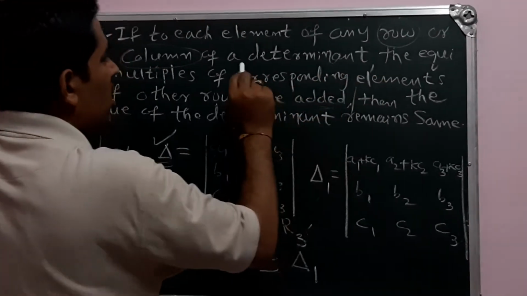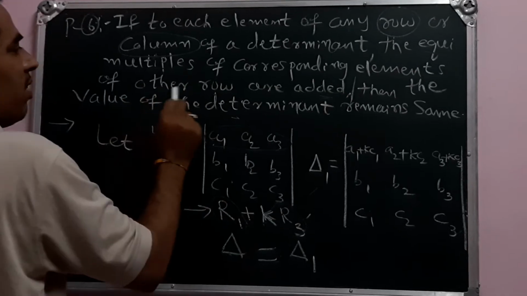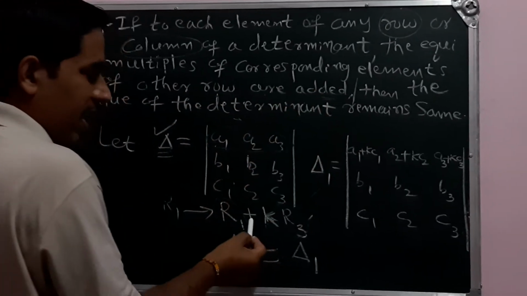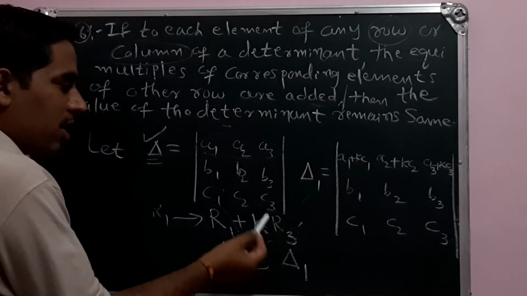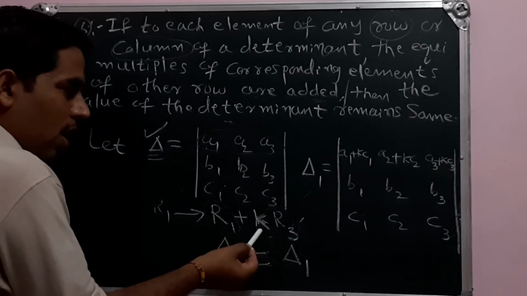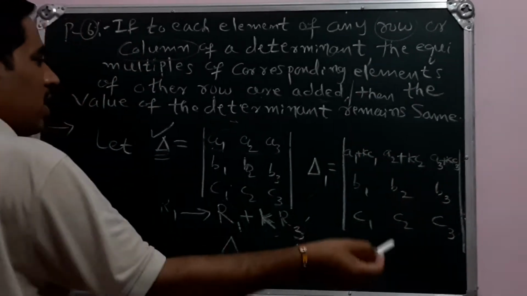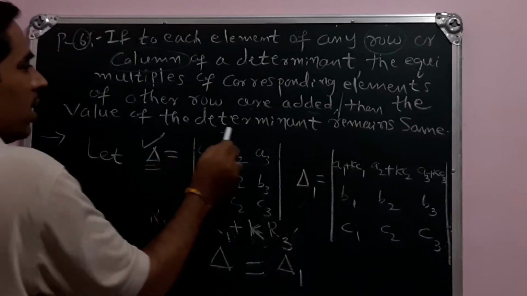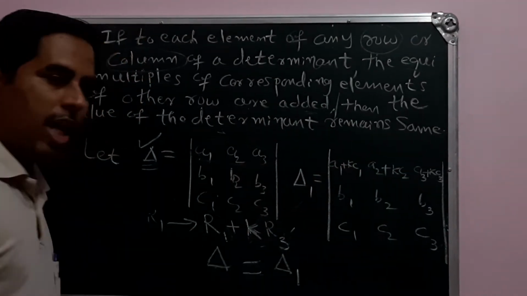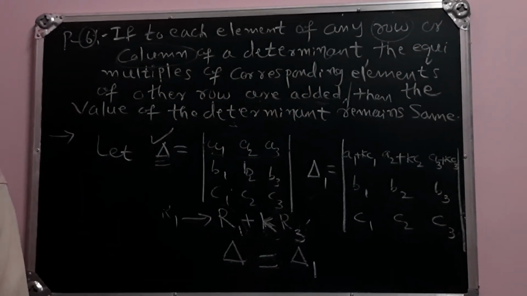So the meaning is this one. The equimultiples of corresponding elements of other row are added. I have added R1 and R3. Before adding, I multiplied the elements of the third row by some constant. I got this determinant. So if I expand this determinant, then that determinant and this determinant both will be equal. Then the value of the determinant remains the same. It will not change. Let us verify that.